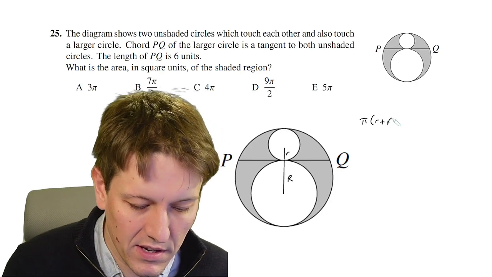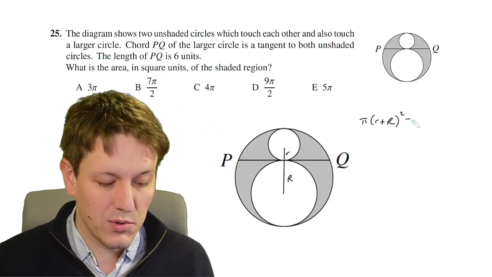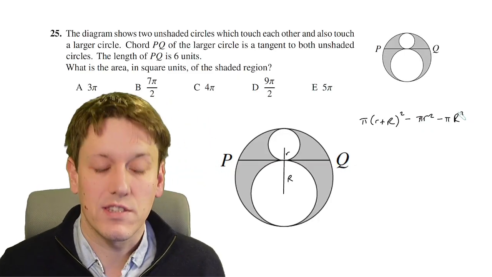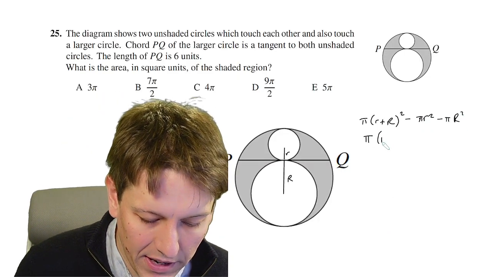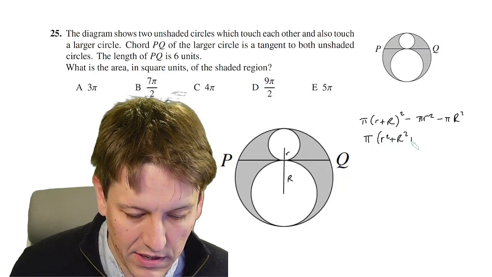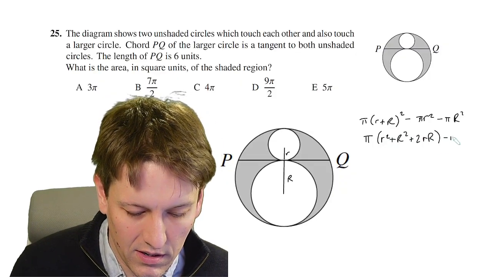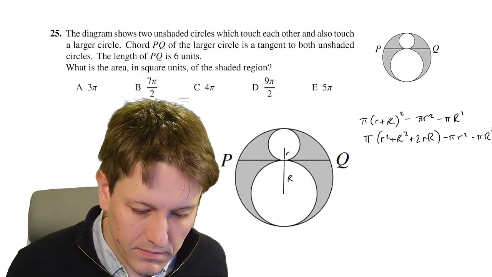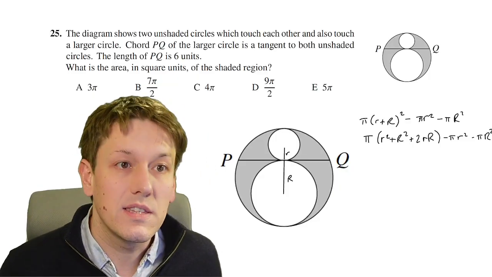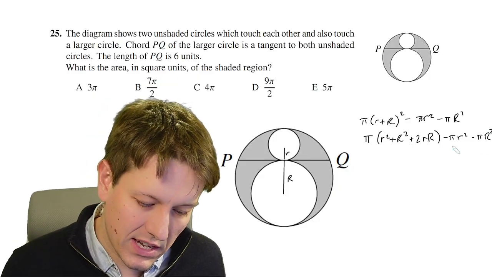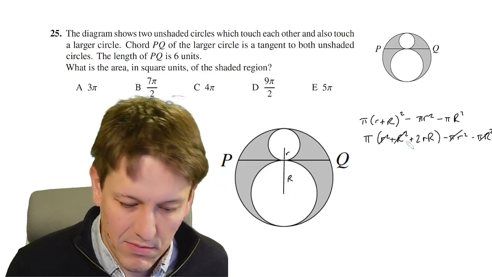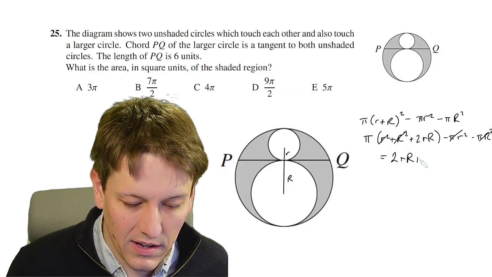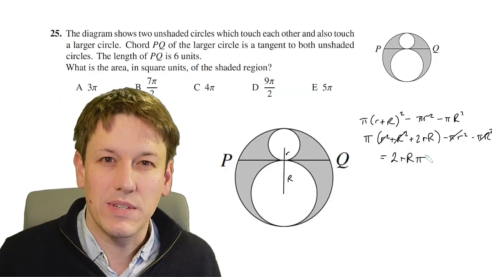So the radius of the large circle here would be small r plus capital R. So that would be pi times (r plus R) squared. Then I'd want to subtract the areas of the smaller circles, so minus pi r squared and pi capital R squared. If I just multiply this out, I get pi times (r squared plus capital R squared plus 2rR) minus pi r squared minus pi capital R squared. And what I can see then is that the pi r squared cancels out here, and this one cancels out here, because remember these are multiplied by pi outside the brackets. So I'm just left with the answer to this question being 2rR pi. So if I can work out r times capital R, we're done.